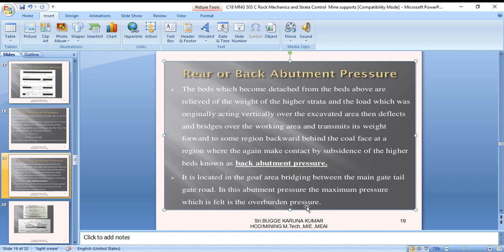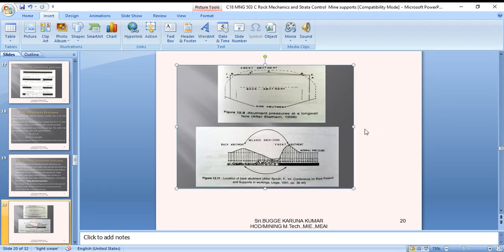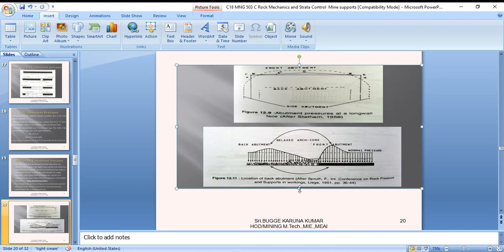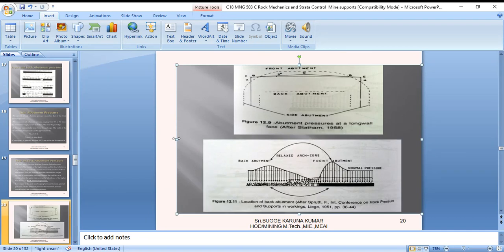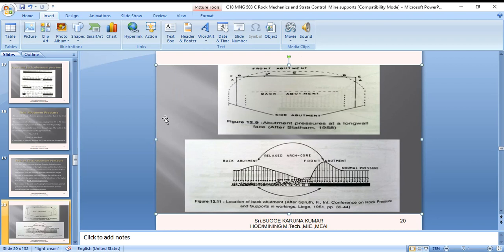It is located in the goaf area, bridging between the main gate and tailgate roads in this abutment pressure. The maximum pressure felt is above the overburden pressure. So this picture is given clearly: the abutment pressure at the longwall face, the back abutment, front abutment, side abutment, relaxed arch core, front abutment, location of the back abutment, and the normal pressure.